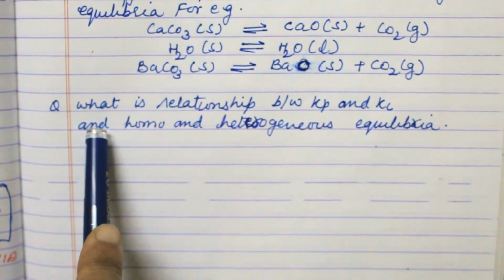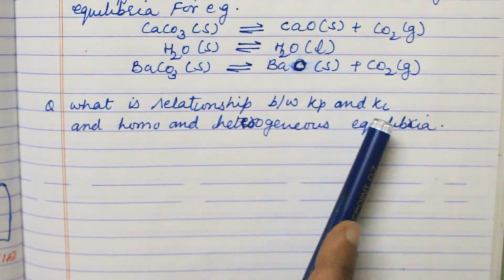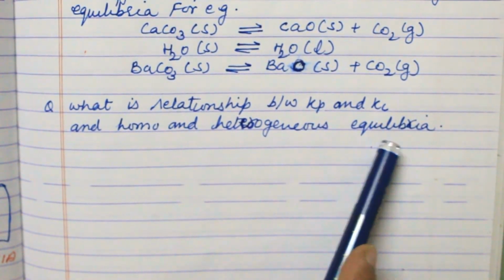Now my question for today is, what is the relationship between Kp and Kc, and homogeneous and heterogeneous equilibria?